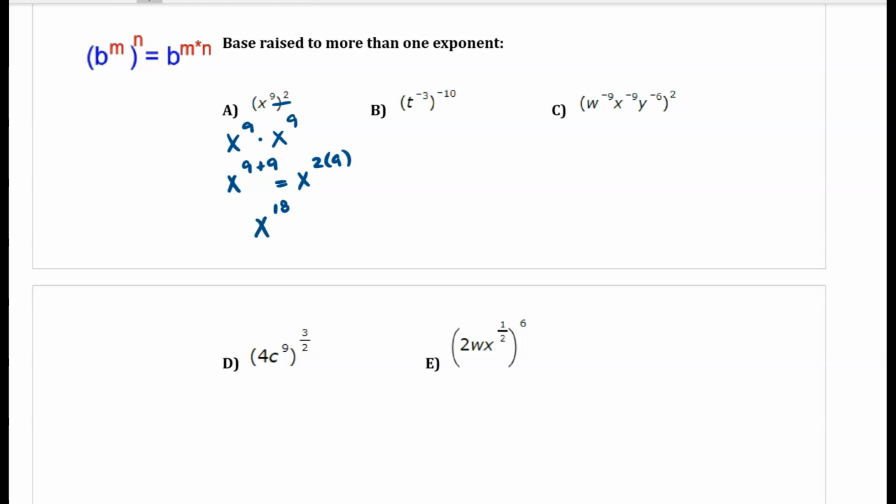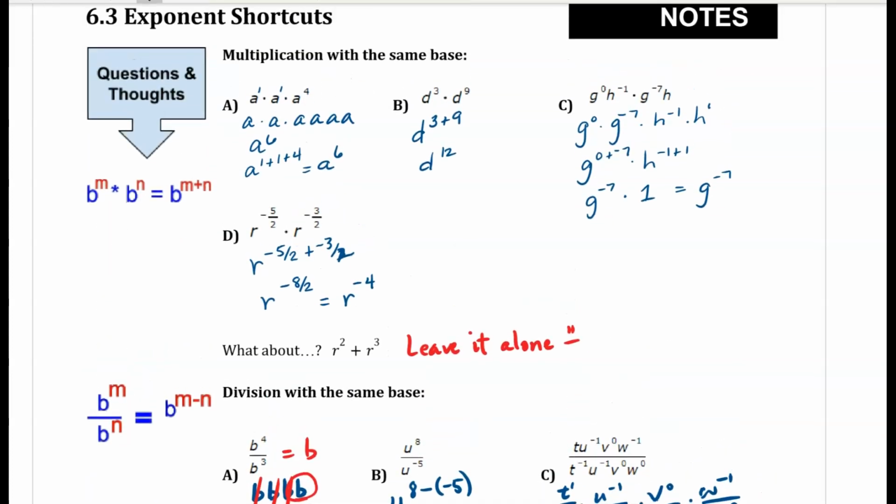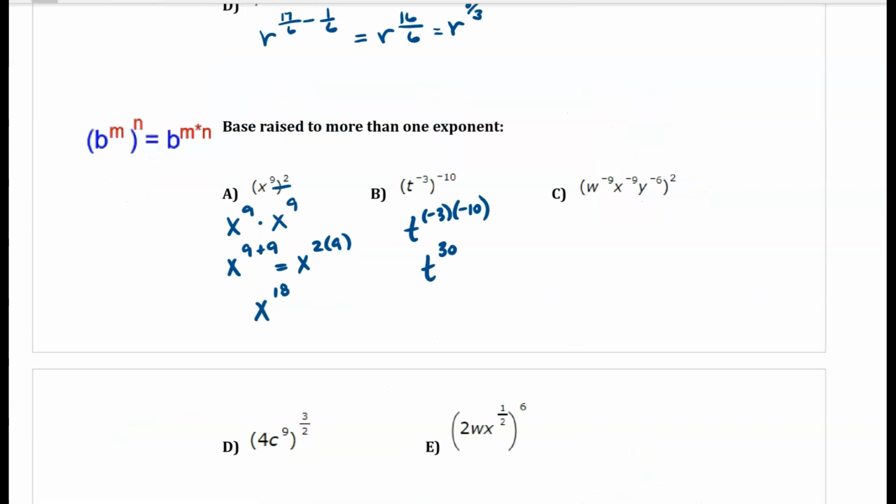So when we go to example B, we're just going to multiply those exponents together. T to the negative 3 raised to the negative 10 is just t to the negative 3 times negative 10, which simplifies to t to the 30th power. So we're multiplying these exponents when we have a single base raised to 2 powers. And that's different from our first shortcut where we had 2 bases that were multiplied together and we were adding the exponents together.